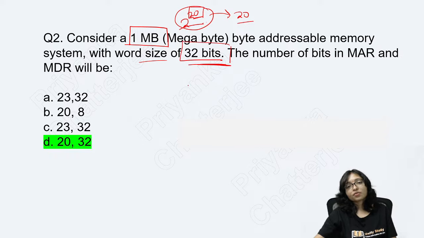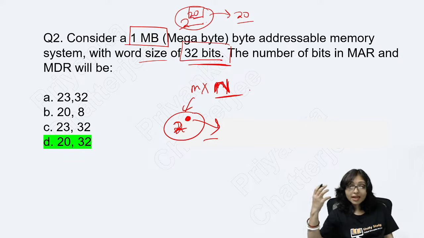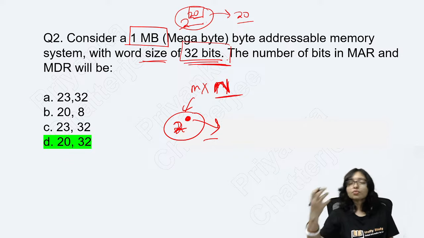Directly you can take. Whenever it will be in the cross format, M cross N, in that format also sometimes it can be given. Here you have to convert it into 2 to the power format, and this will be your number of addresses, but the data will be same, because data is the only thing I am sending. Word size is 32 bit. So ultimately 32 bit data only I have to send, and that's why my data bus, MDR, will be directly 32. But MAR we will convert into 2 to the power, because why?